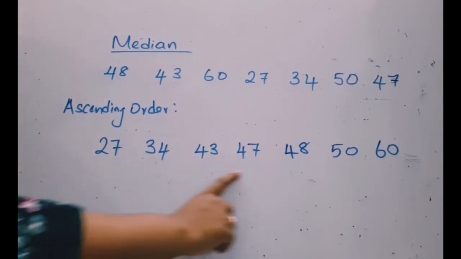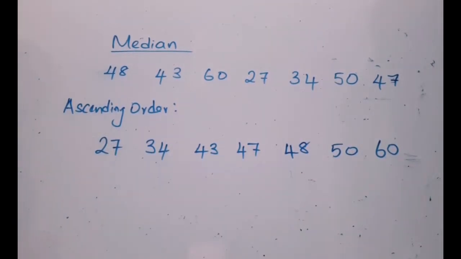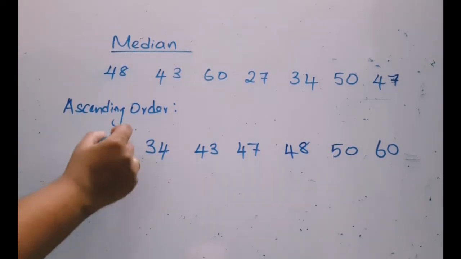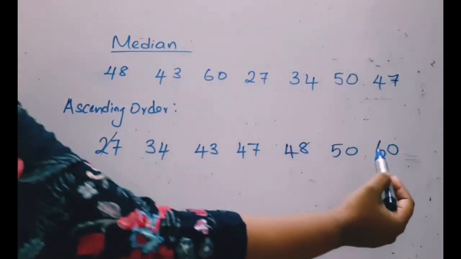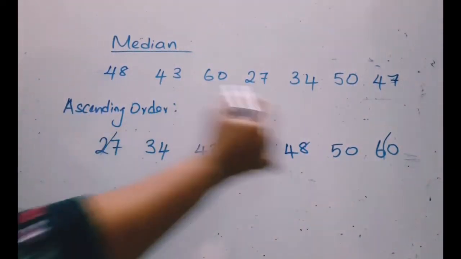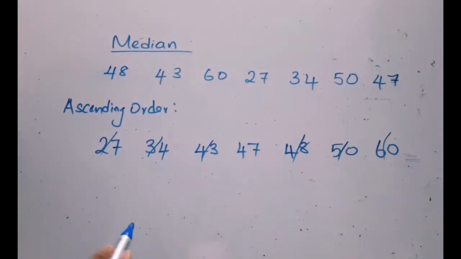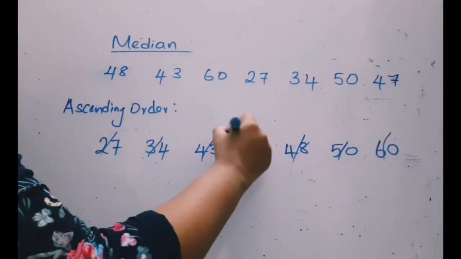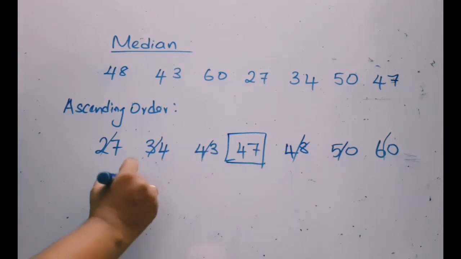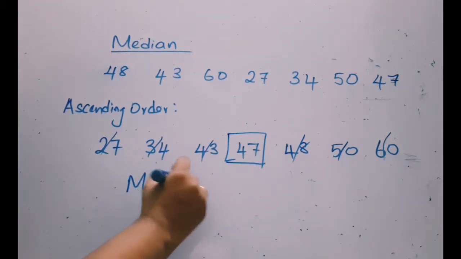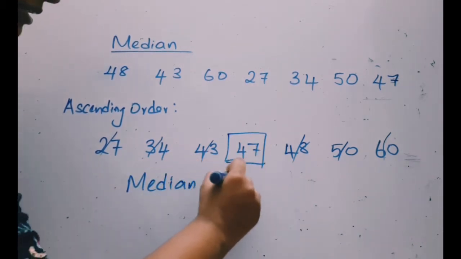So now I have arranged it in ascending order. So let's find the value in the center now. You can find it like this by cutting one in front and one at the back. One from here, one from there, again one from here and one from there. So the mid value is 47. So the median is going to be 47.